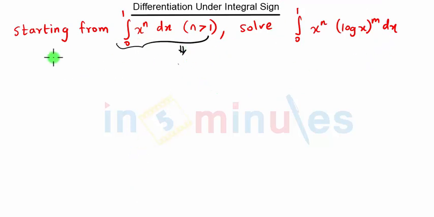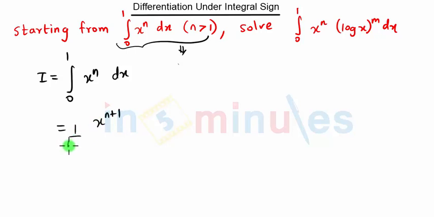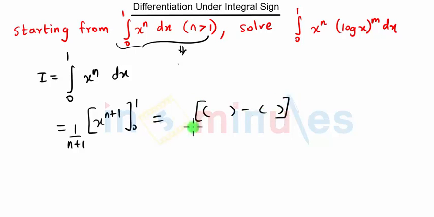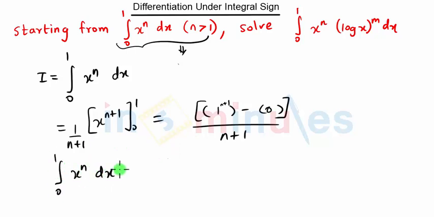So let's say this is our I: integration of 0 to 1 x raised to n dx. What is integration of this? Integration of this is nothing but x raised to n plus 1 upon n plus 1, and here we apply the lower limit and upper limit. So this will be upper limit minus lower limit upon n plus 1. When we put x equal to 1, we get 1 raised to n plus 1, which will be 1. When we put x equal to 0, we get this term equal to 0. So we have integration of 0 to 1 x raised to n dx equal to 1 upon n plus 1.